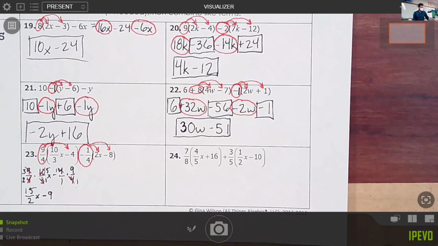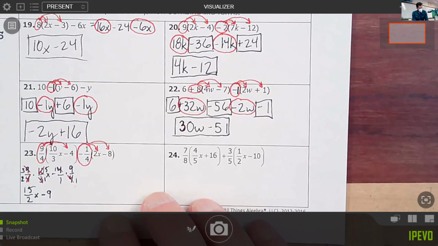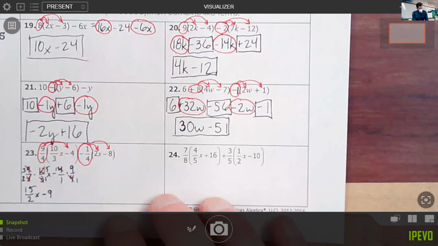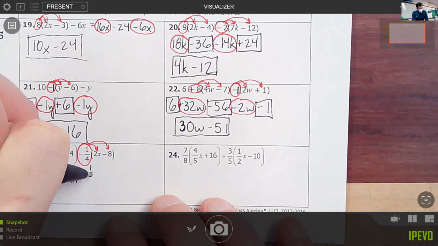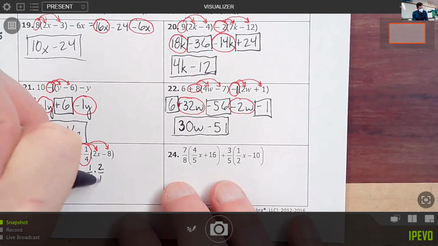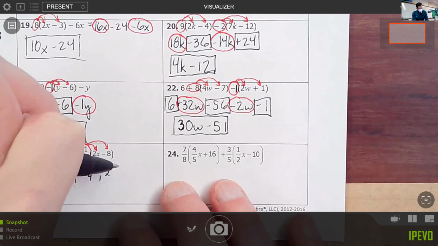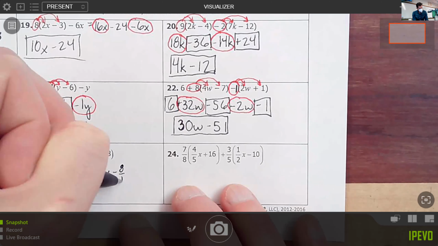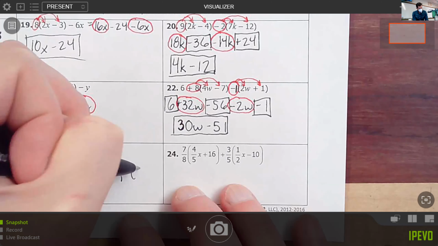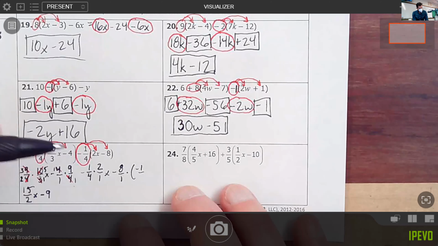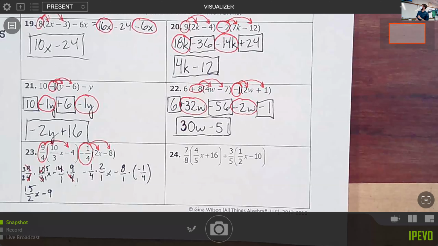Okay, now the other ones, we're going to end up with minus 1/4 times 2 over 1x, and then minus 8 over 1 times negative 1 over 4, because we're distributing a negative 1/4. And then we'll reduce that, and I'll put it right down here next to the 15 over 2x minus 9.